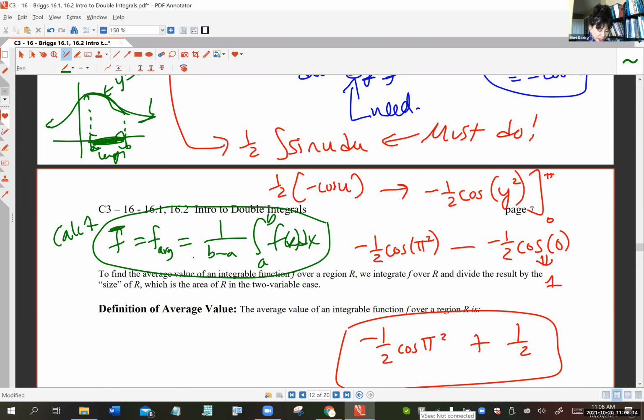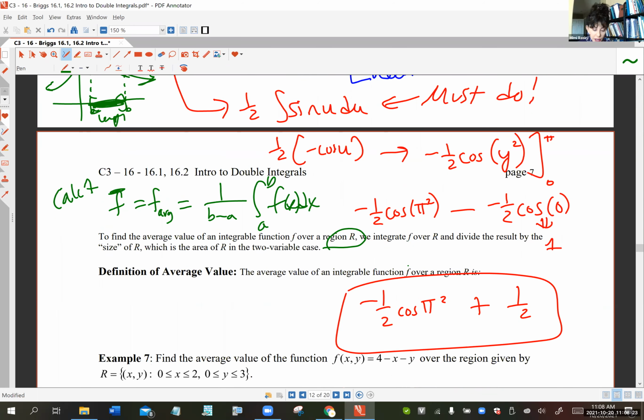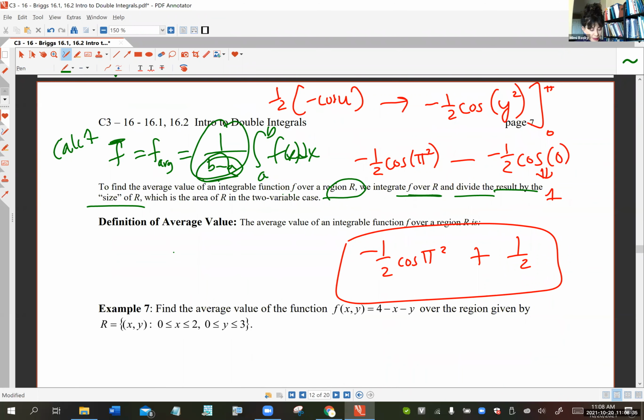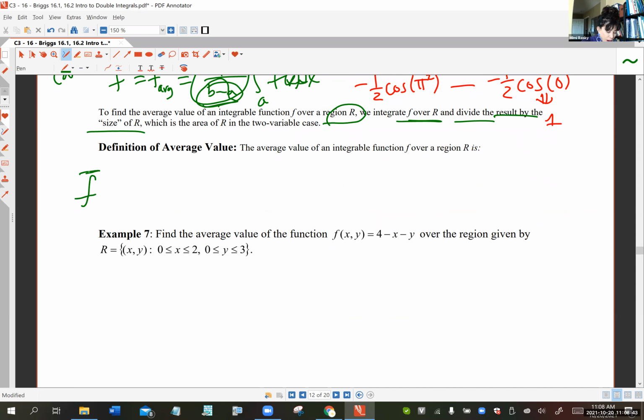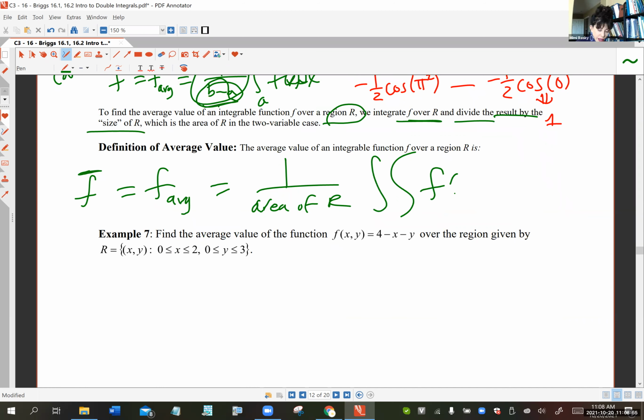So when you're finding the average value of an integrable function over a region R, instead of an interval, we're doing it over a region because we don't have the concept of interval here in Calc 3. We integrate F over the region. And then this time, instead of dividing by the length of the interval, we're going to divide by the size of the region, which is going to be the area. So our definition of average value is F bar, or if you prefer FAVG, is 1 divided by the area of your region times the double integral of the function.